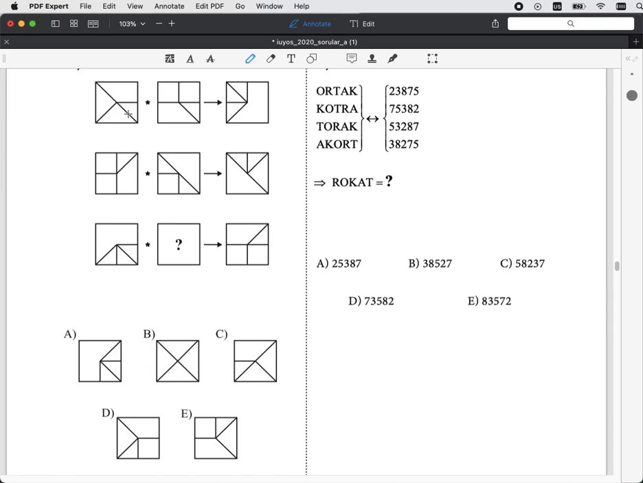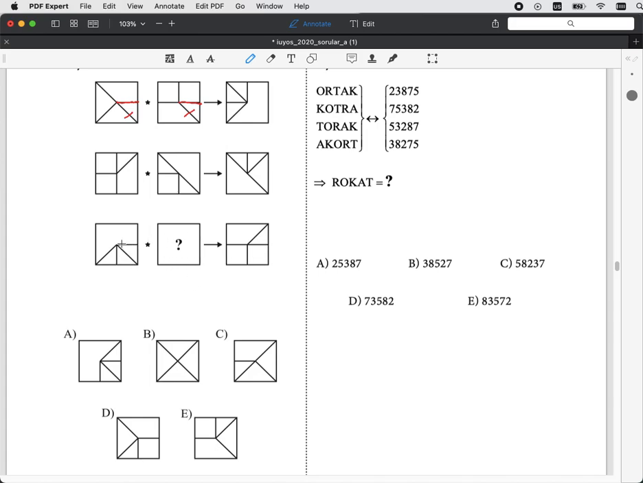Okay, we have to remove the same parts from these two figures. So here, this one is same, right? This is same. That is, it disappears from here. This one is, yes, it doesn't disappear. This one is same, right? So it disappears. This one is here. This is here. This one is not here. So this is here. Okay, now you know it.